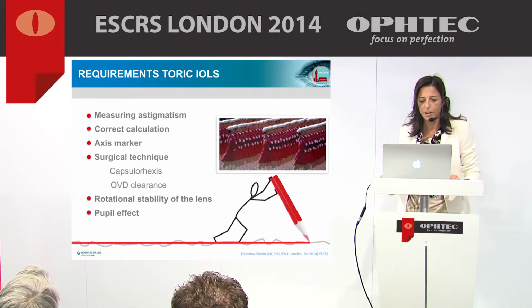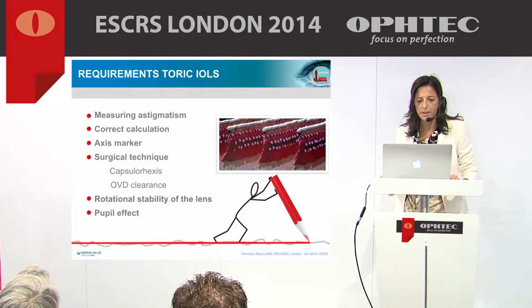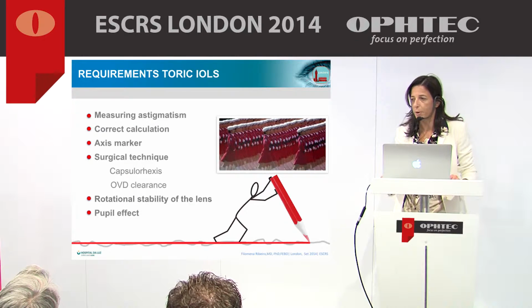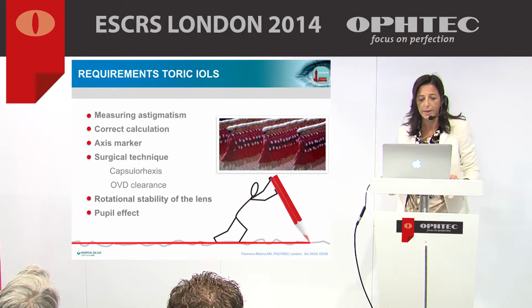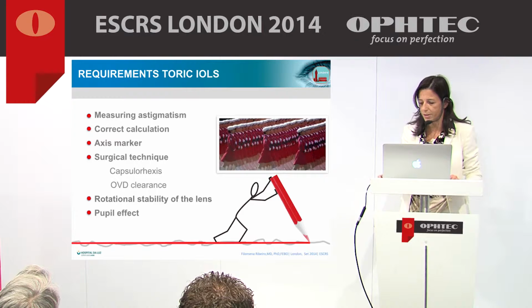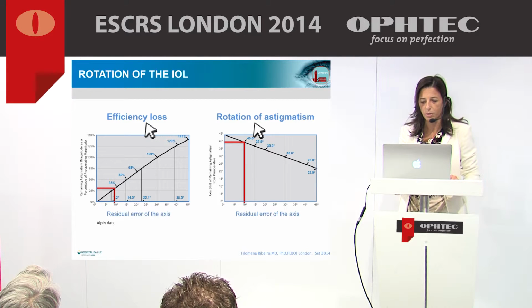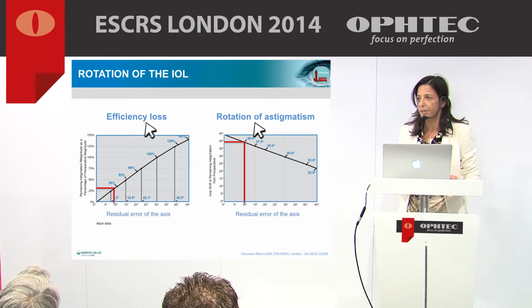Because early toric models were rotationally unstable, their correcting effect was limited. Stable and effective toric IOLs implanted in the capsular bag are therefore an important advancement in modern cataract surgery. As you can see from Alpins data, for instance, for a 10 degrees rotation, there is a significant loss of effectiveness, but also an astigmatism rotation 40 degrees apart.